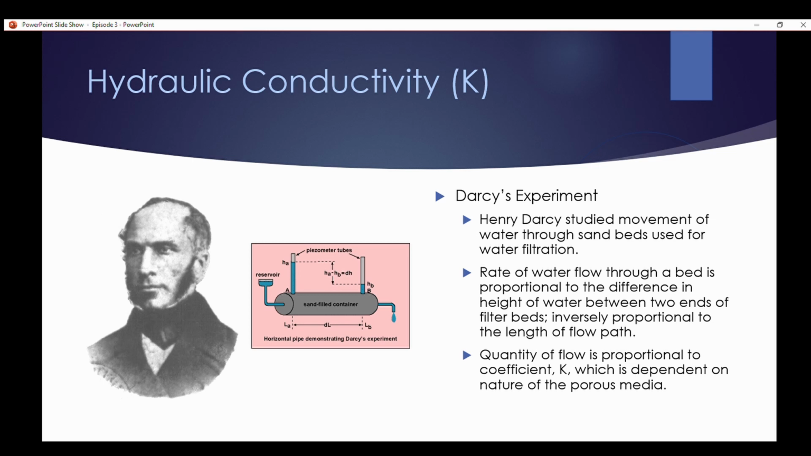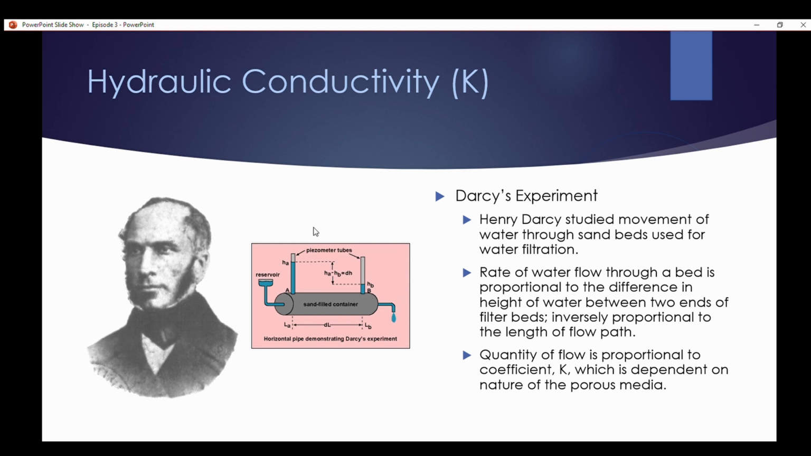And the quantity of flow, which is basically Q, the discharge, is proportional to the coefficient K, hydraulic conductivity, which is dependent on the nature of the porous media, meaning soils or rocks. And in this little chart, if you've taken a physics class, and specifically a fluid thermodynamic type class, you've probably seen this before.